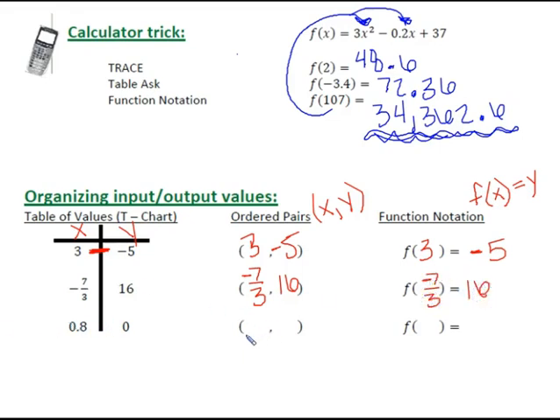Same thing even if we have decimals. We can have an x value that's a decimal with a related output, and then the same thing can go on for function notation when we're actually using the name of the function.